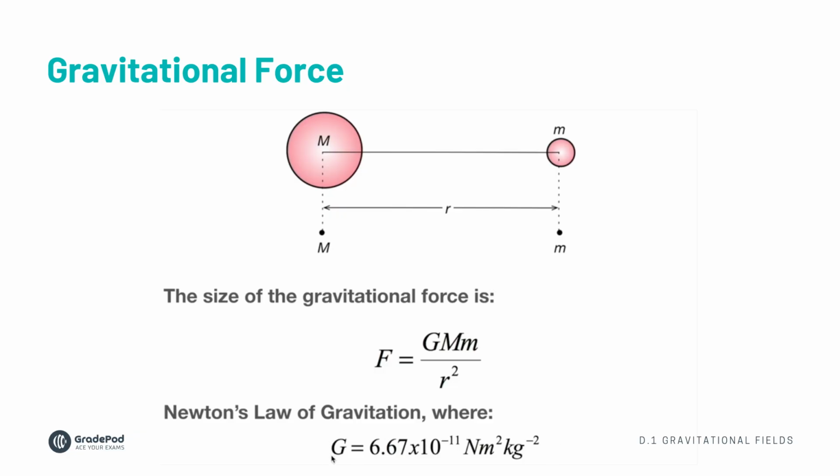This is given in your data booklet. You will be asked to find the gravitational force between two objects, and you will have to use this formula. Please, please, please remember to square your distance. That's where a lot of people make silly mistakes.